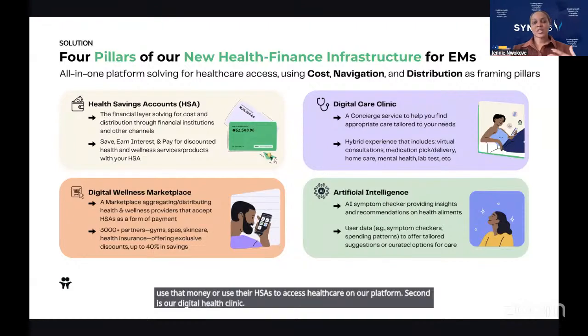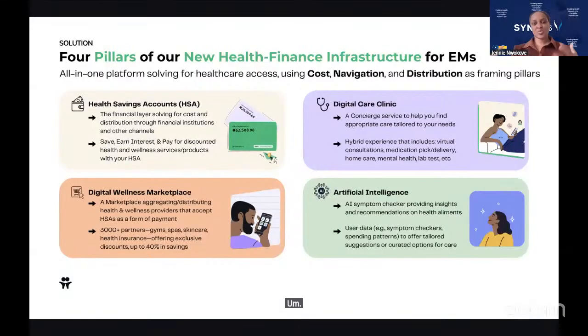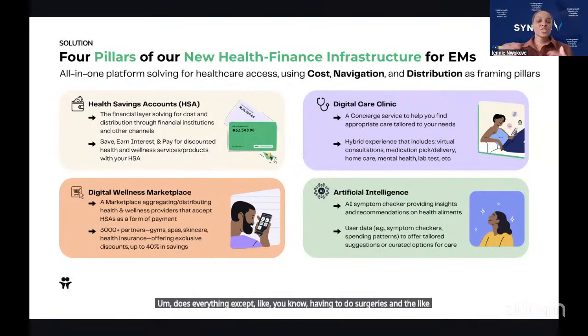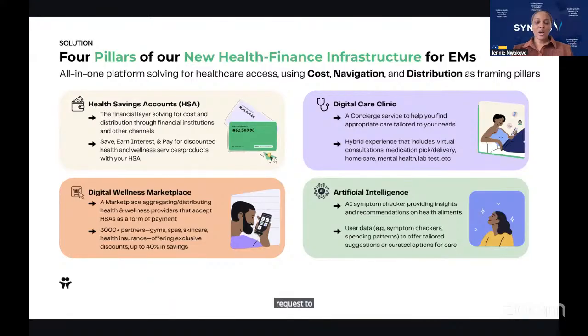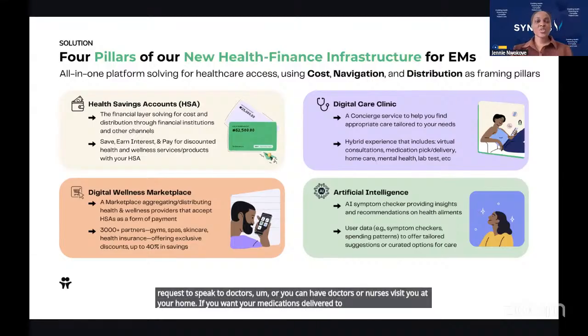I like to consider it as a digital hospital. It does everything except having to do surgeries and the like. Through our digital healthcare clinic, you can get a concierge service tailored to your needs. It's a hybrid experience where you can request to speak to doctors, or you can have doctors or nurses visit you at your home. If you want your medications delivered to you, you can do that.